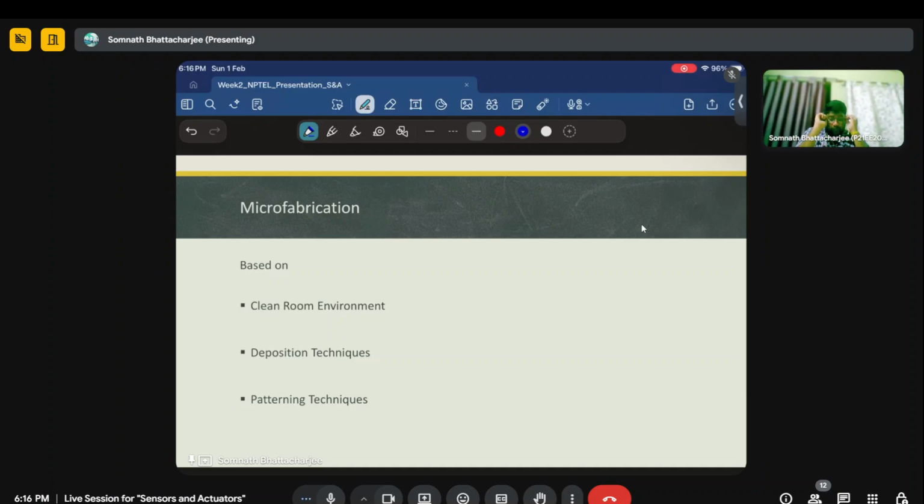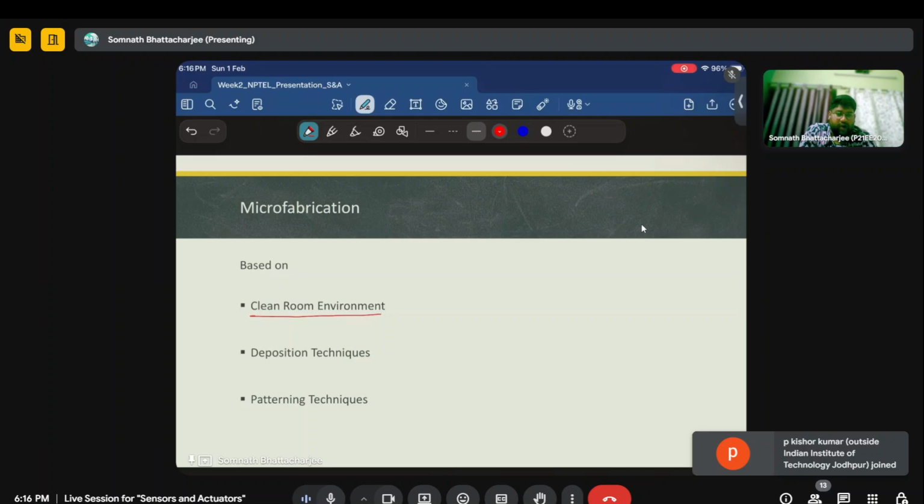Now in microfabrication, three of the most important things are: the first one is obviously a clean room environment. We need to maintain a very clean environment. Why is it like that? If you are making a very large device, you don't need to ensure that, let's say, a cricket ball doesn't directly fall onto the device. In that case it will disrupt the device's behavior and working.